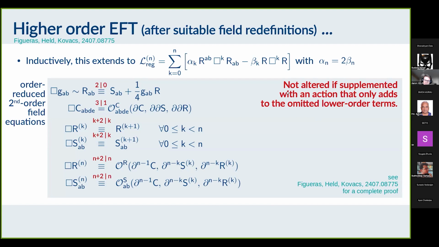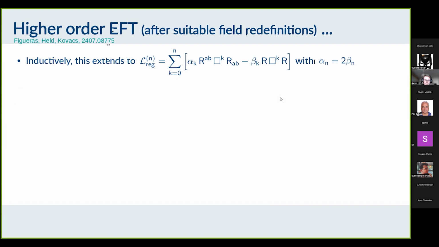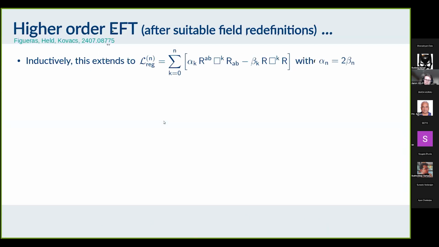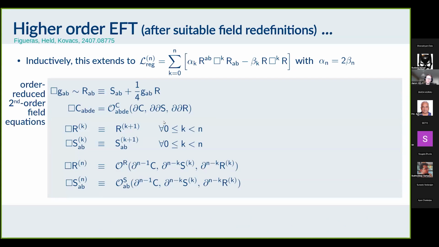All of this is not altered if you add lower order terms to the action, right? So for instance, in the cubic case, without this term which we were actually interested in simulating, this part would be well posed if you pick alpha 1 equals 2 beta 1. And then adding that just adds lower order terms to this set of equations, so it doesn't affect the well-posedness. And the same thing proceeds at higher order in the EFT.